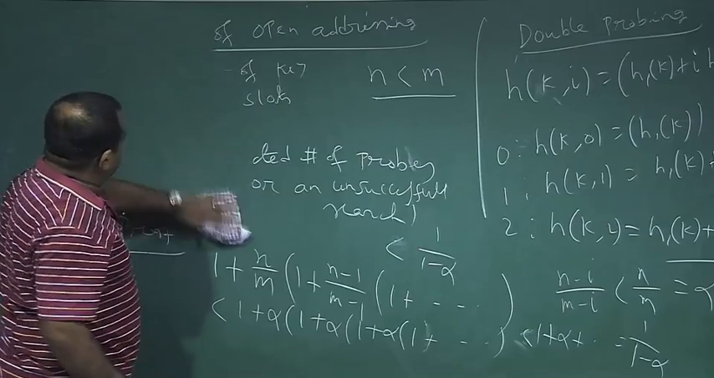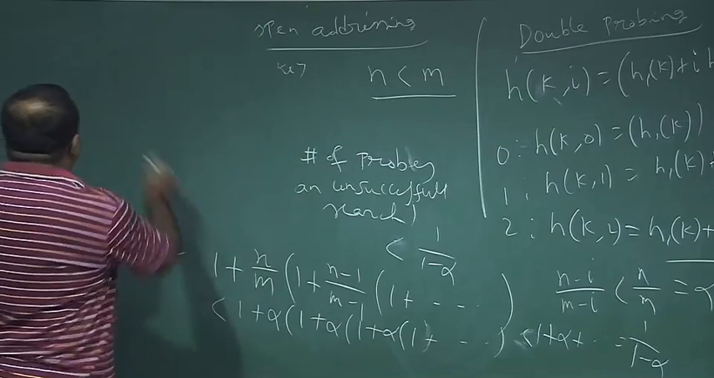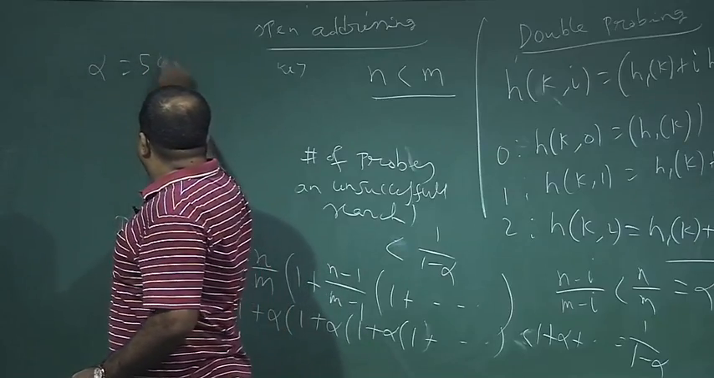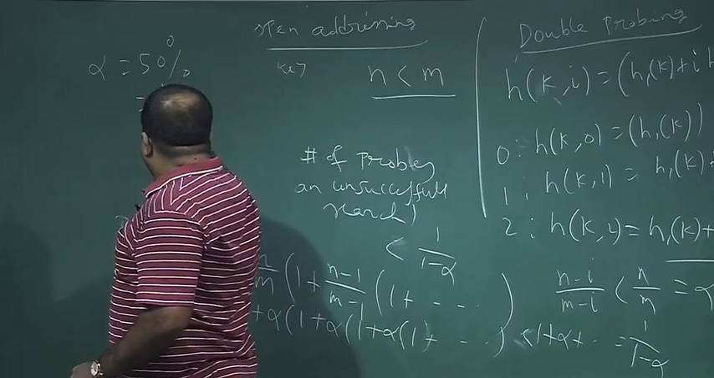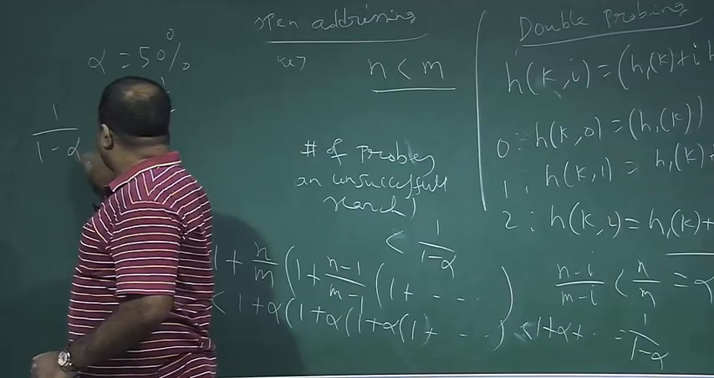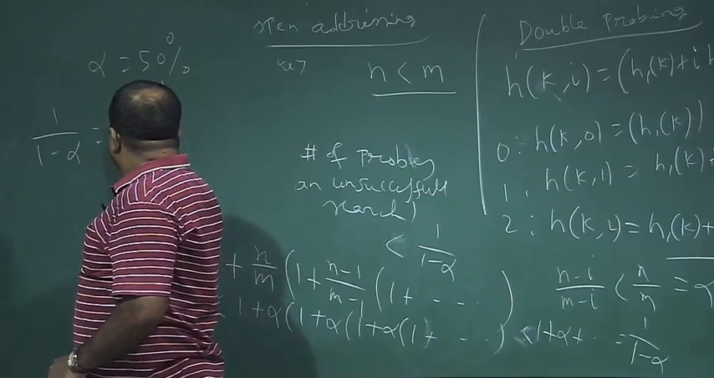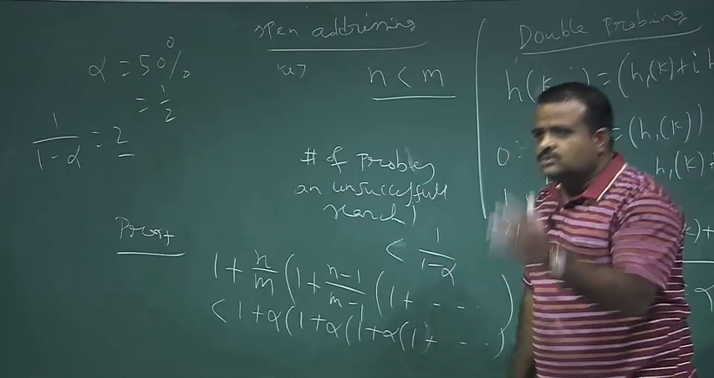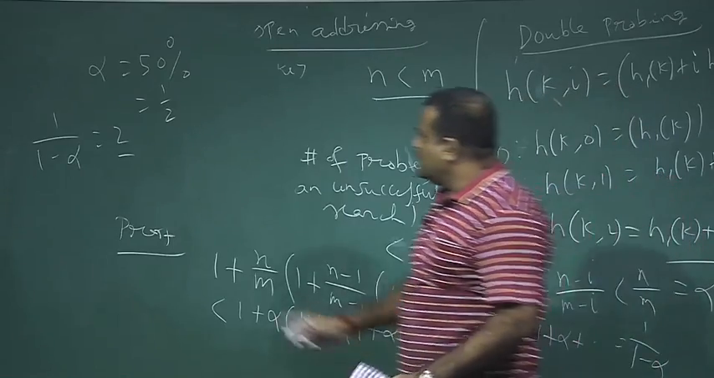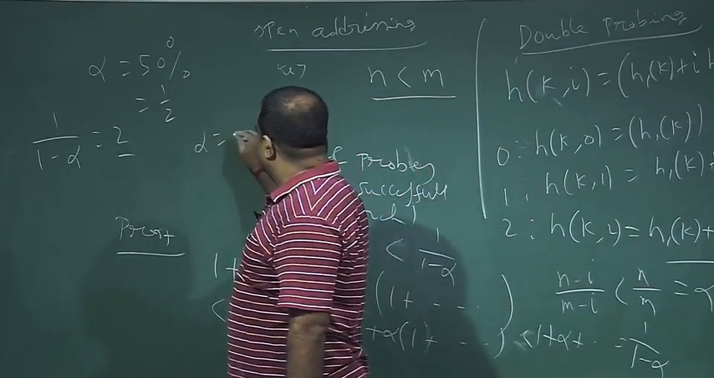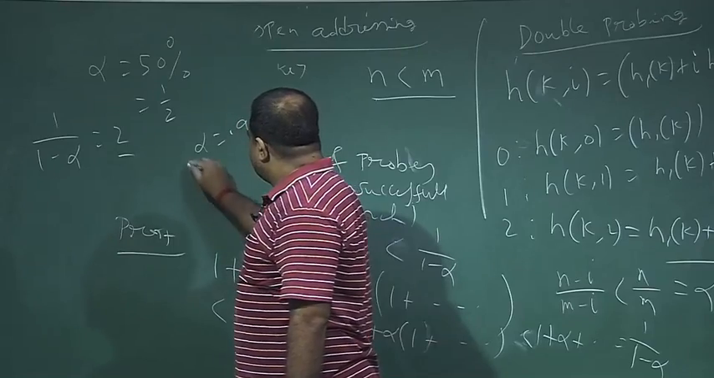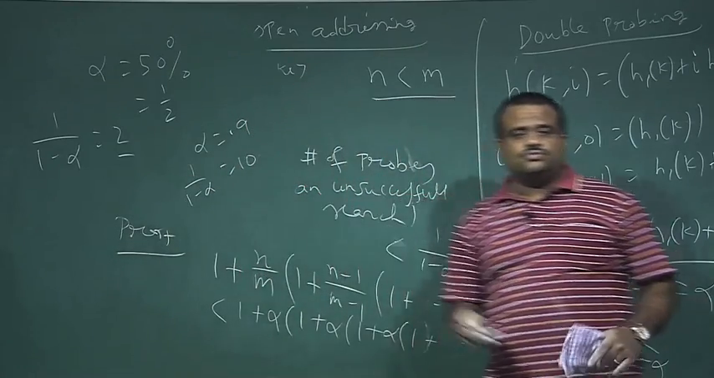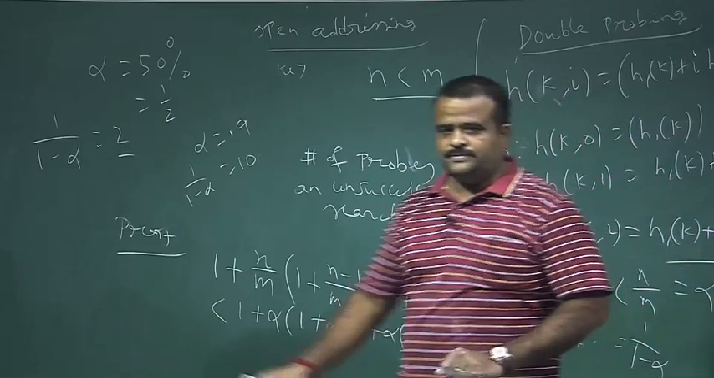Now, if our table is half full, that means alpha is 50%, alpha is half, then what is 1 by 1 minus alpha? It is basically 2. So if the table is half full, we need only 2 probes for an unsuccessful search, but if the table is 90% full, 0.9, then we need 10 probes for an unsuccessful search. Okay, thank you.